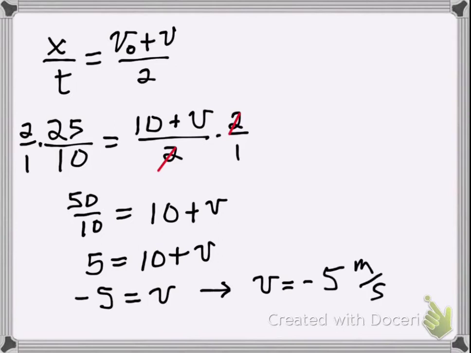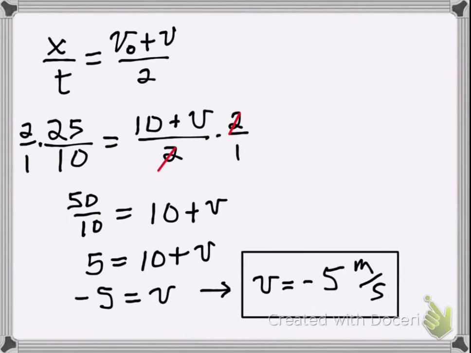So what that means is that this object had been traveling at 10 meters per second to the right. It slowed down, came to a stop in between, changed direction, and started traveling to the left at 5 meters per second. Okay, so we now have solved for v, and that was one of the 2 things that we set out to find.